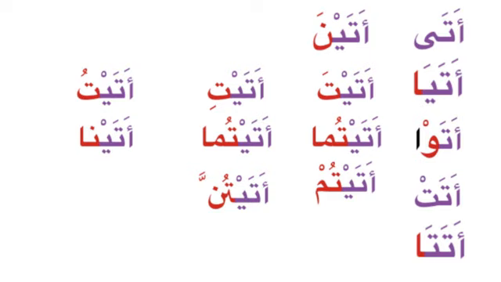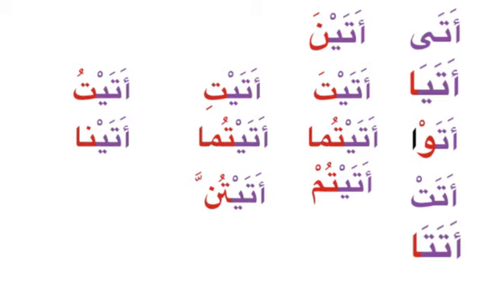So let's take some examples where the naqis is having original lam kalima. For example, a very important fa'al, very important to know how this is conjugated. Here the things are changing because we have got ya in its original form. It is a bit easy, but we need to remember what are the changes that take place.